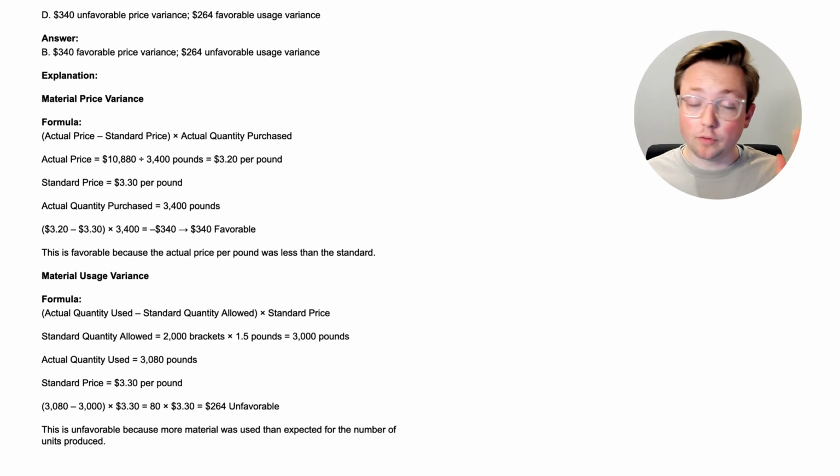Now let's talk about the material usage variance. This is a little bit different. The formula for this is you take the actual quantity used, subtract the standard quantity allowed, and you multiply it by the standard price. So we're trying to figure out if they used the right amount of material or if they used their material efficiently.